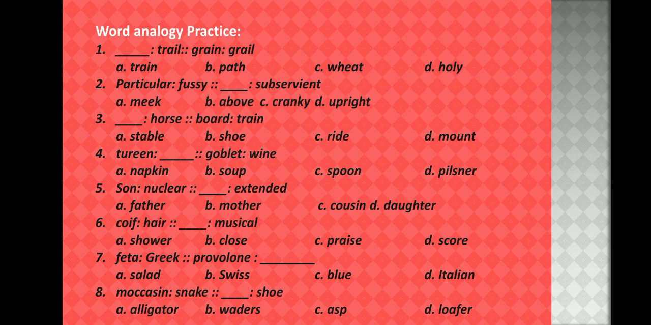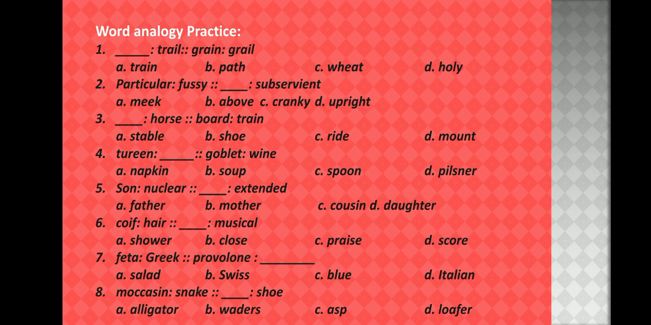Question number 2. Particular, fussy. Dash, subservient. So particular is a synonym for fussy, and the right answer is meek. Meek is a synonym for subservient.